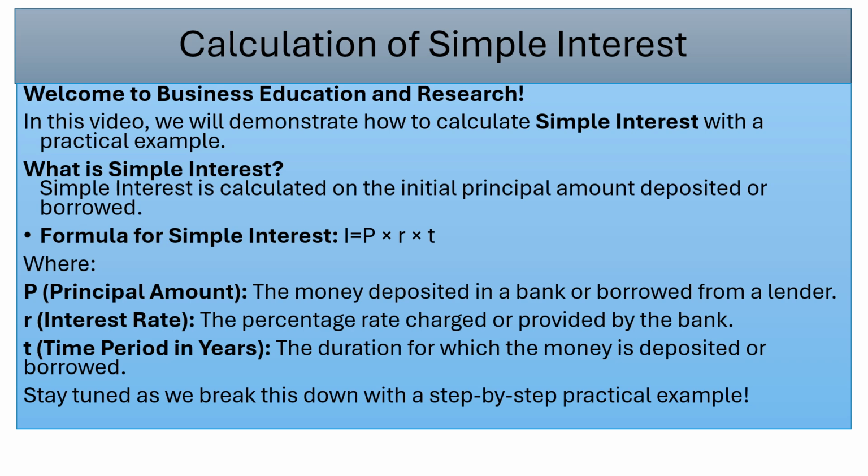The formula for calculating simple interest is I = P × R × T, where P is the principal amount, that is the money deposited in a bank or borrowed from a lender. R is the interest rate, that is the percentage rate charged or provided by the bank. T is the time period in years, the duration for which the money is deposited or borrowed. So stay tuned as we break this down with a step-by-step practical example.